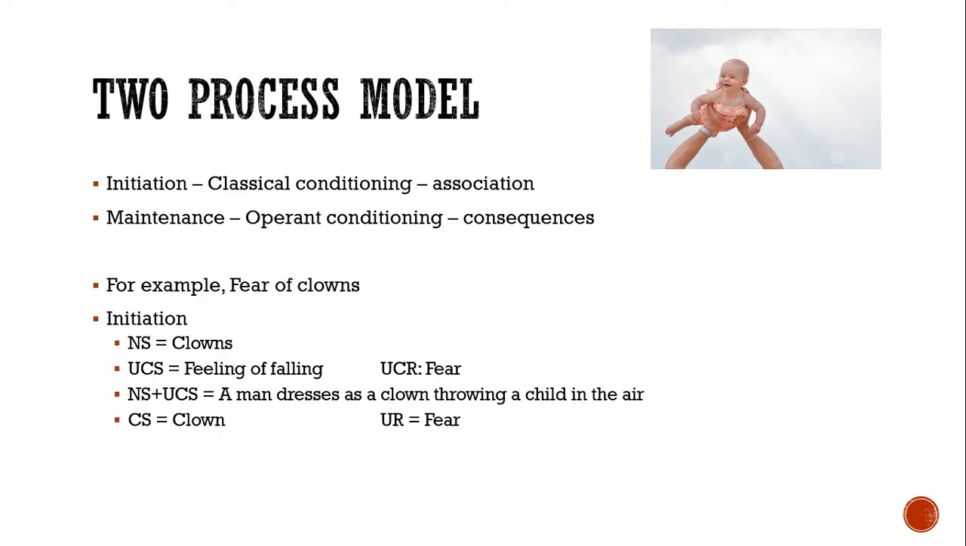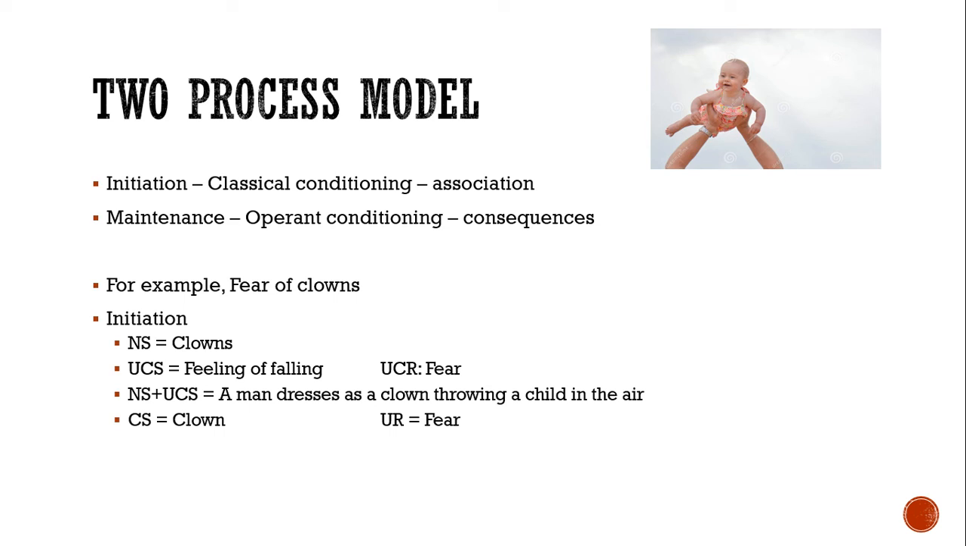Okay? So, two-process model. This is the reason that we develop phobias. Why do we develop phobias? Well, according to the behaviourist approach, it's because of the two-process model. So it's all about learning. We learn our behaviours and we learn to develop phobias. It's called the two-process model because there are two processes or two steps: initiation, where you develop the phobia, and maintenance, where you continue and maintain the phobia.